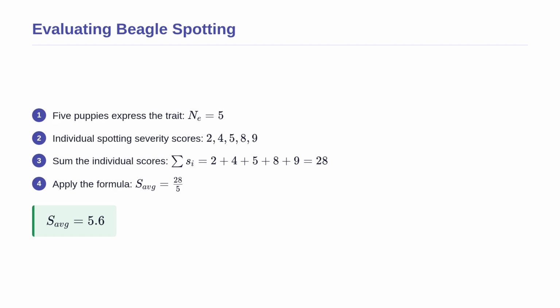We add these individual scores together to get a total sum of 28. We then divide 28 by the 5 puppies. The final average expressivity score is 5.6 out of 10. This tells the breeder that this specific genetic line tends to produce a moderate amount of spotting on average.